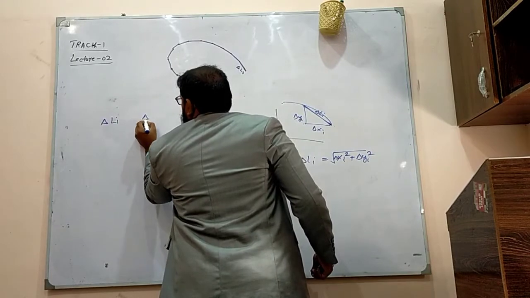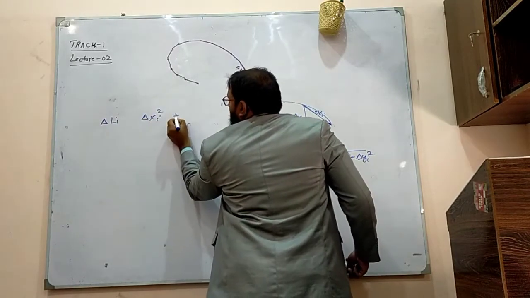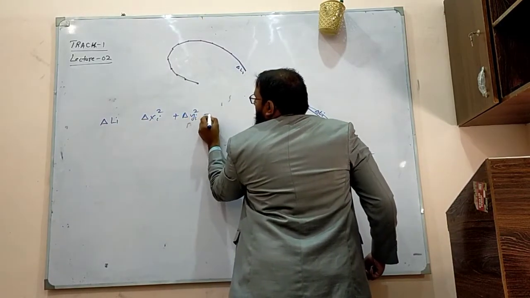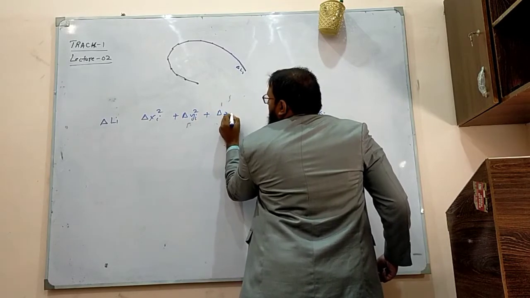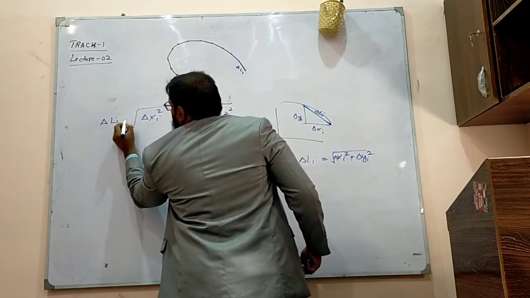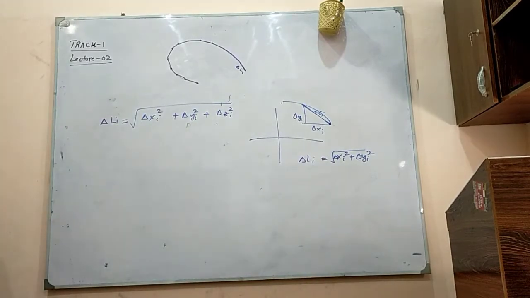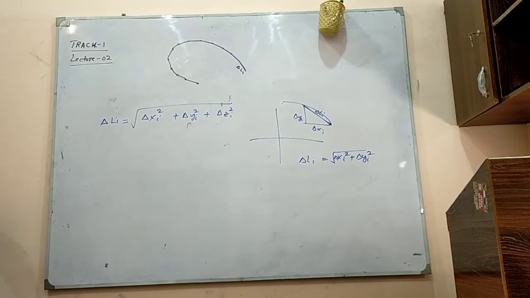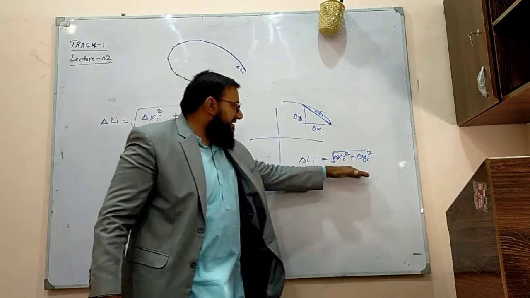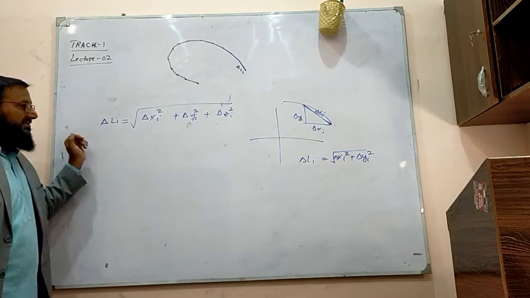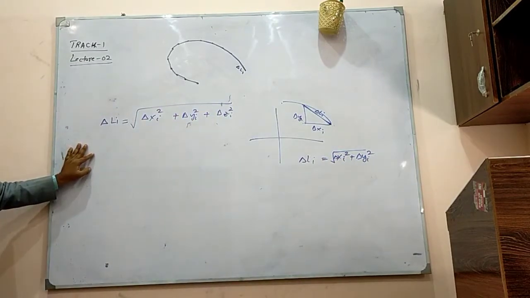Apply the Pythagoras theorem: square root of delta xi square plus delta yi square plus delta zi square. Is it okay? This is the same with the circle. Yes, same thing. You have any curve, whether in 2D or 3D. If it is in 2D, you will be doing this. If it is in 3D, you will be doing this. Right, so I think we should be okay with this.